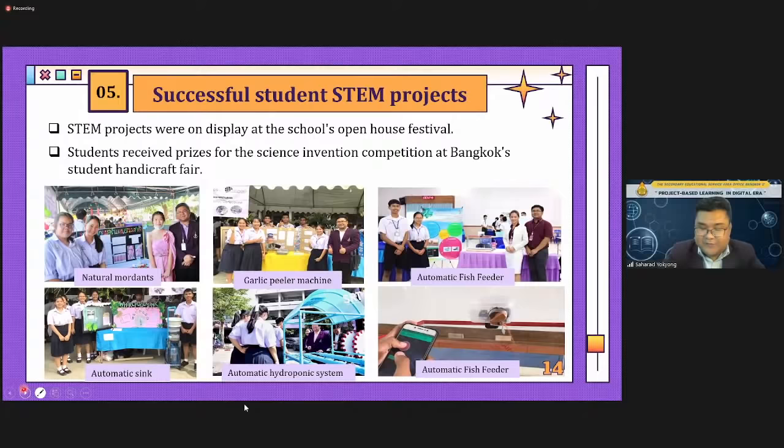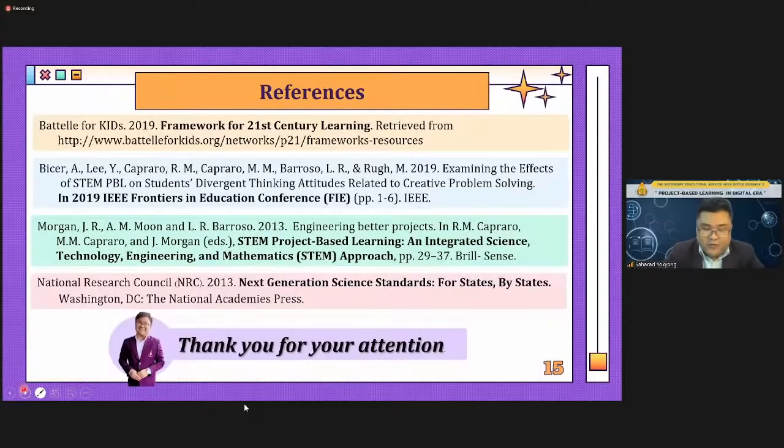Students also received prizes for the science invention competition from the Bangkok Student Handicap Fair. If you are interested in STEM PBL, the third reference listed below is a good way to start. This is the end of my presentation. Thank you for your attention.